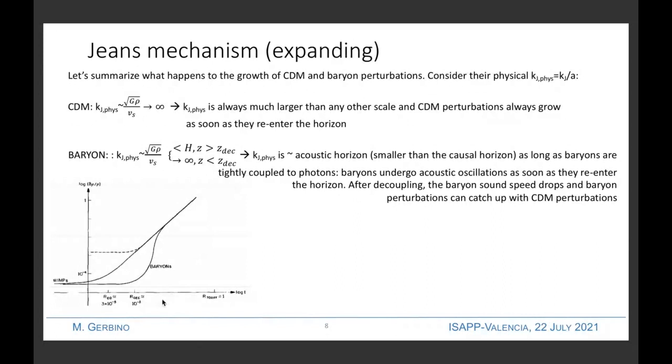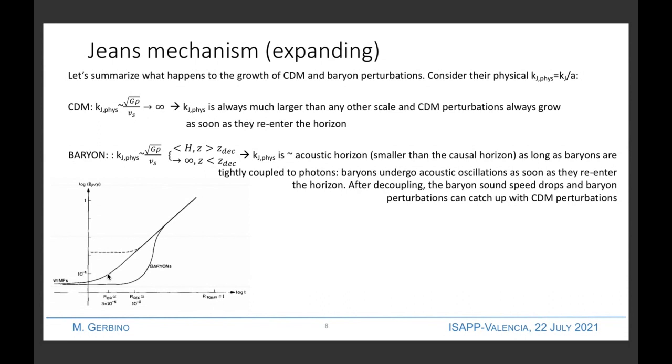And you can see it here in this plot on the bottom, where we have on the x-axis the scale factor growing from left early times to right late times. And on the y-axis, we have the evolution of perturbations in cold dark matter, which here is historically labeled as WIMP, and baryons. Focusing on WIMPs, we see that before the epoch of matter radiation equality here, the perturbations are very slowly evolving as the logarithm of the scale factor.